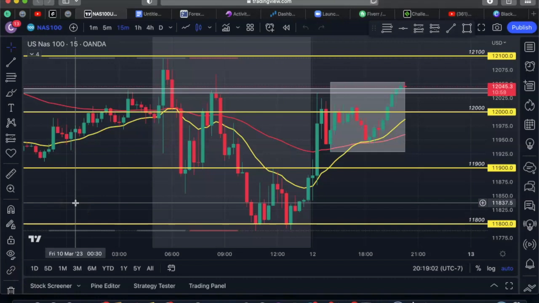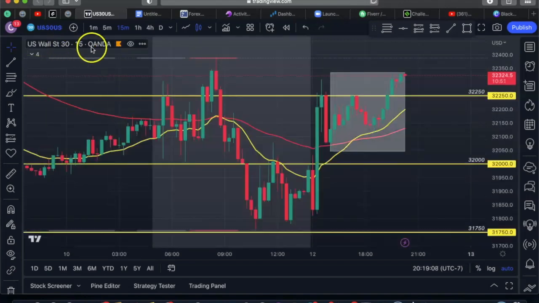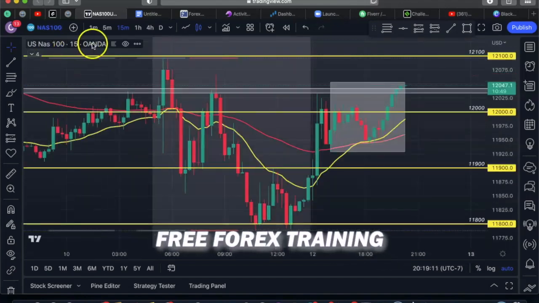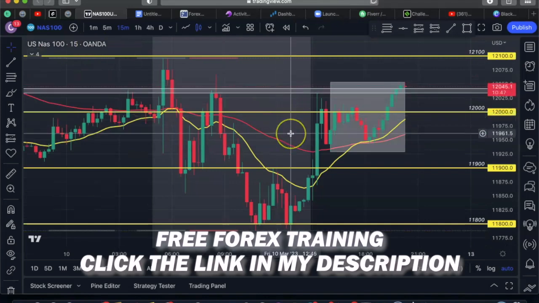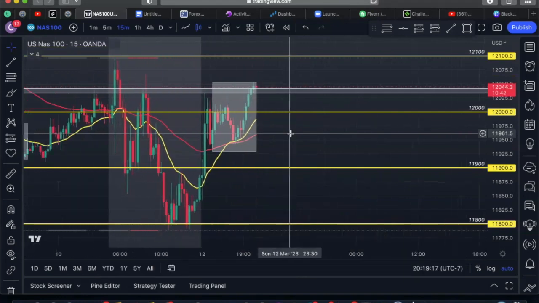Alright guys, the first thing that we need to do is go over the NAS 100 and US 30 times. I am using US 30 Oanda on TradingView and NAS 100 Oanda. These are indexes if you do not know, and there are specific times that we trade.